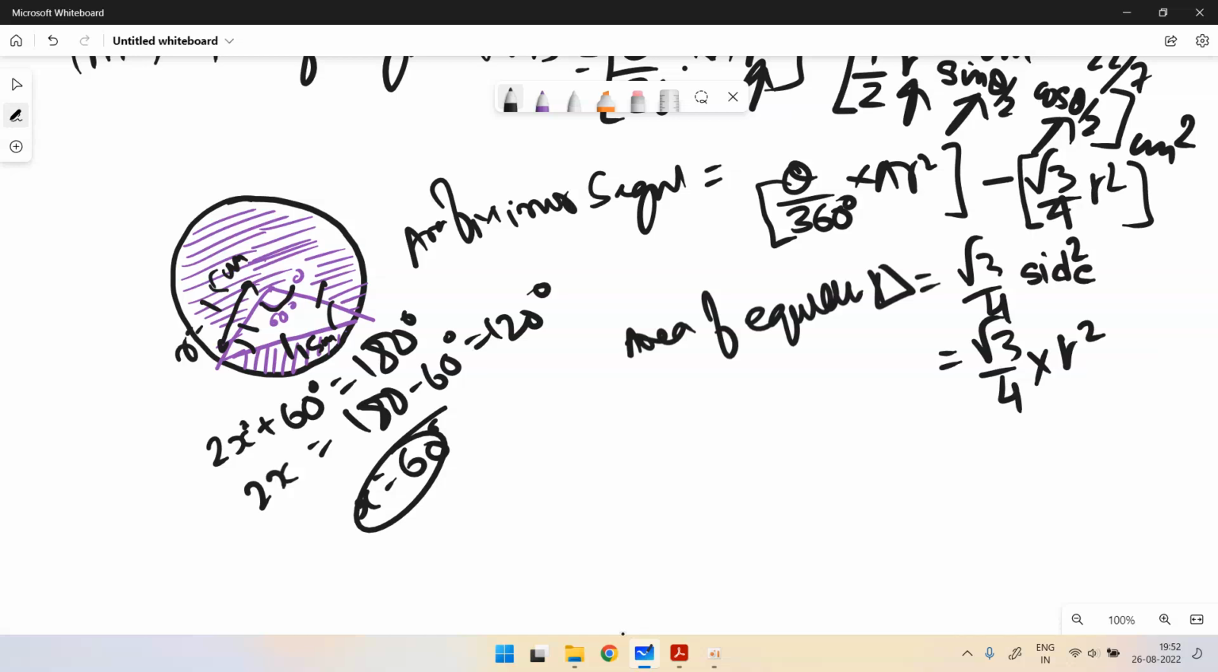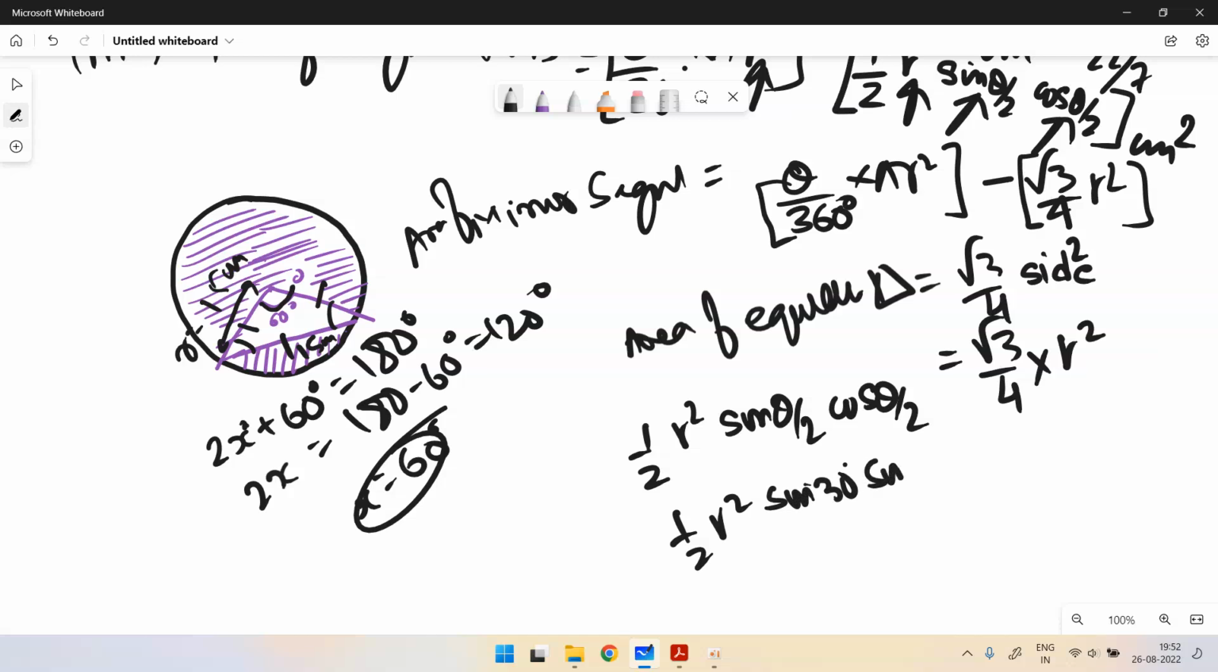Alternatively, as I told you, half r square sine theta by 2 cos theta by 2, you can put sine 30 degree and cos 30 degree. Sine 30 is half, cos 30 is root 3 by 2.